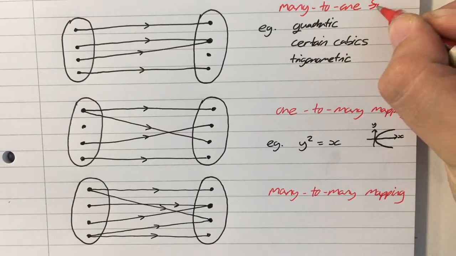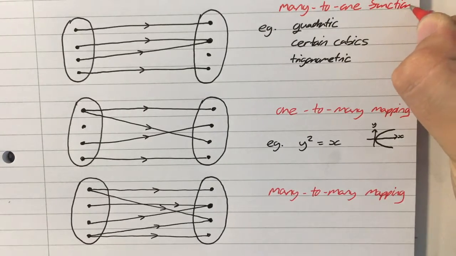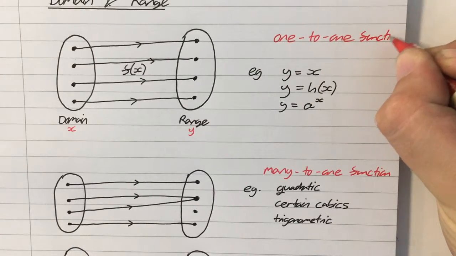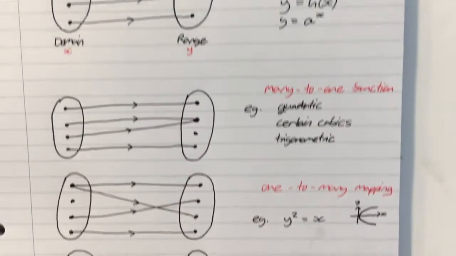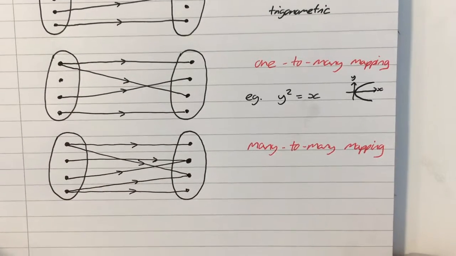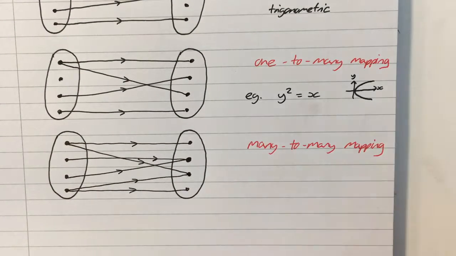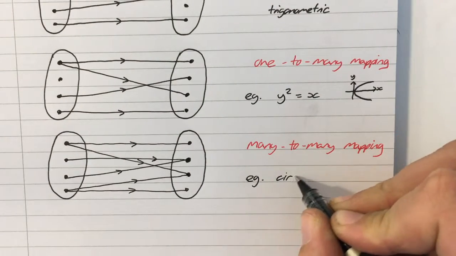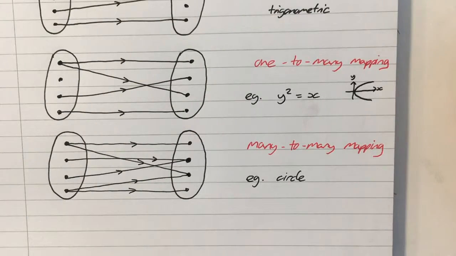This is a many-to-one function up here. And this is a one-to-one function. Many-to-many mapping. The clearest example of this one is a circle. Okay, you've studied the equation of a circle, that's why I've put that one in there.